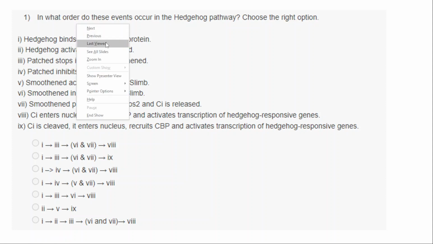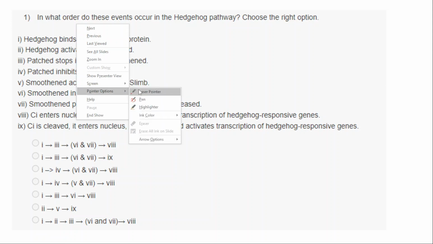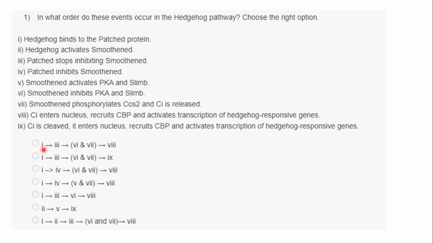I hope you can see them. There are many options here. Statement 1 followed by 3, 6 and 7 simultaneous with 8. Next option is statement 1 followed by 3, 6 and 7 and last is 9. Similarly, we have 1, 4, 6, 7, 8, 1, 4, 5, 7, 8, 1, 3, 6, 8, 2, 5, 9, 1, 2, 3, 6, 7 and 8.